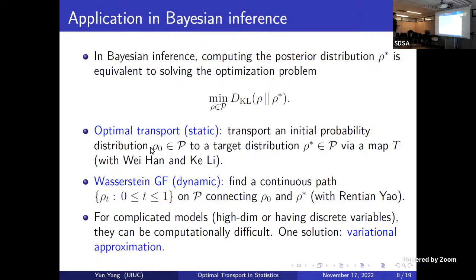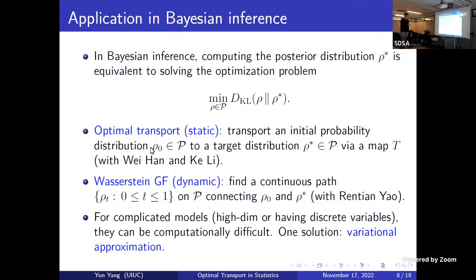That motivates a second way of doing that, which is a dynamic perspective, achieved by the so-called Wasserstein gradient flow. The idea is that instead of directly matching rho zero to rho star, we try to find a continuous path over the space of all probability distributions that connects rho zero and rho star. Then it depends on how we design this path. It's usually designed under certain intuition, such as we want it to be steepest descent relative to some metric. And this is joint work with Ren Tianyao, who is also in the audience.